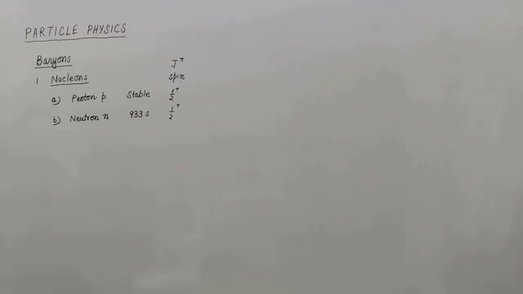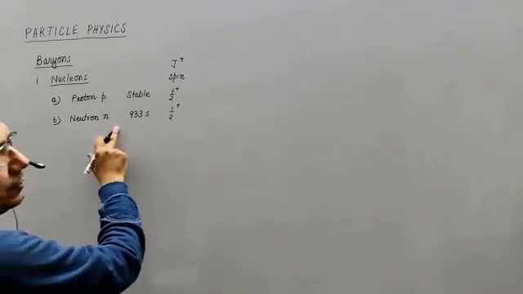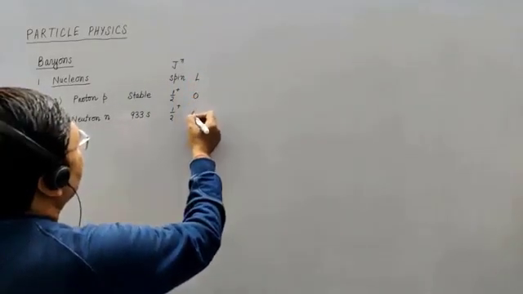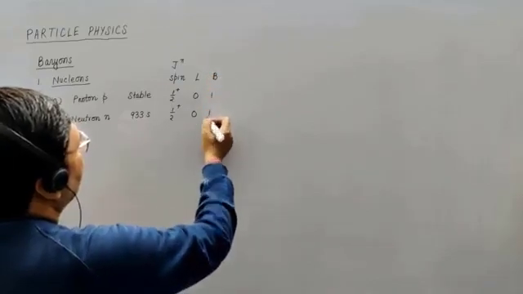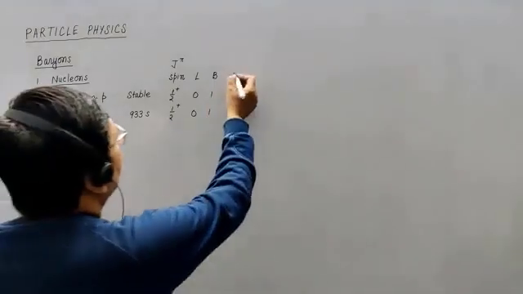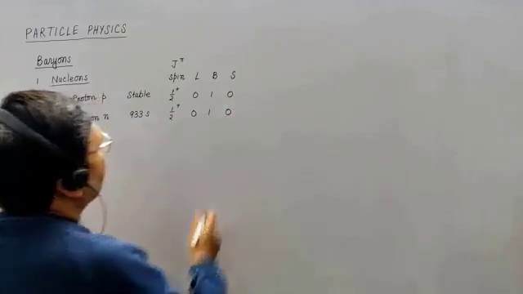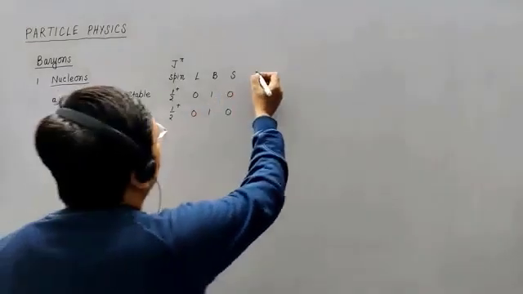Because these are baryons, they are not leptons, so the L number will be 0. And because they are baryons, their B number will be 1. The strangeness quantum number for these will be 0.